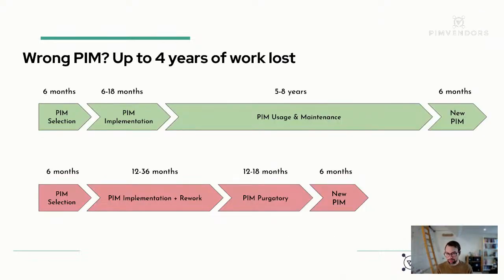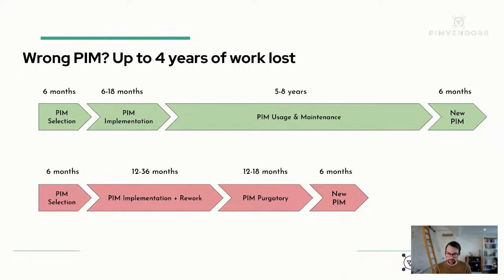Well, if you have the wrong PIM, that might cause you to lose quite a lot of man hours of work. So I summarize it to 4 years of work lost. If you look at the normal PIM lifecycle, you do 3 to 6 months to discover a new PIM and select the right one. You have an implementation period that is also 6 to maybe 18 months, might take longer, might be shorter. And then you'll be using that PIM for 5 to 8 years.